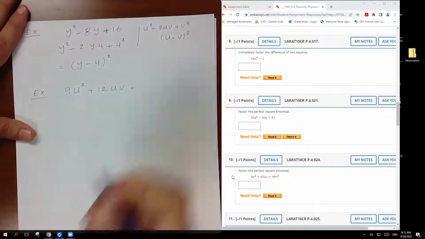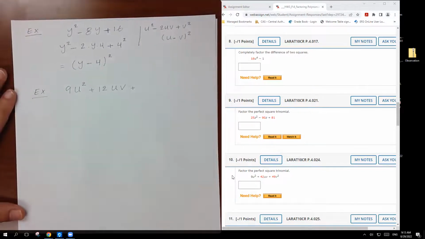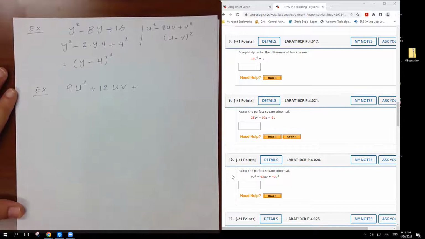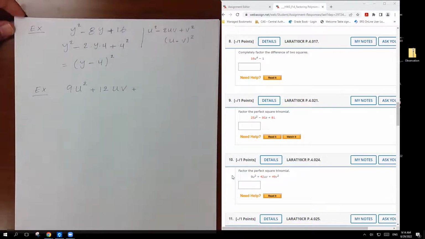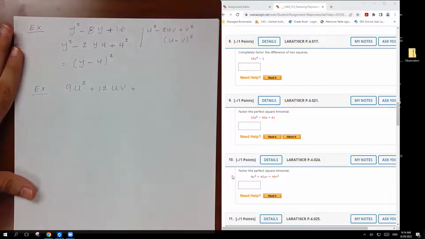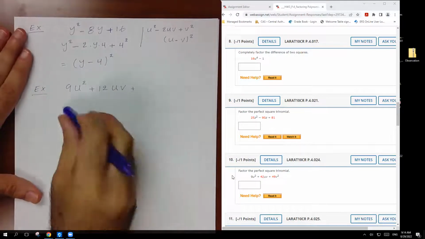Excuse me, there's a question. Yes. Will we have these formulas when we take tests? You can use the formula. You can use your notes. Okay, good. That's why I'm writing down the formulas for you.